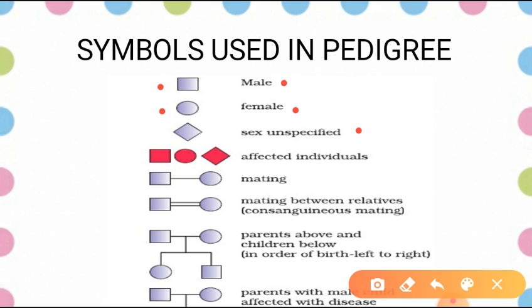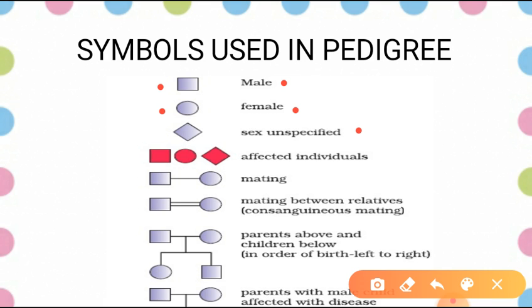But if the square is shaded or round is shaded, then what does it mean? Here the square is shaded means it denotes that male is affected. But here the round symbol is shaded. Shaded one represents they are affected by any of the genetic disorder. The line is called a mating line. If two lines are there, that is a mating between close relatives. That is called consanguineous marriage or consanguineous mating.